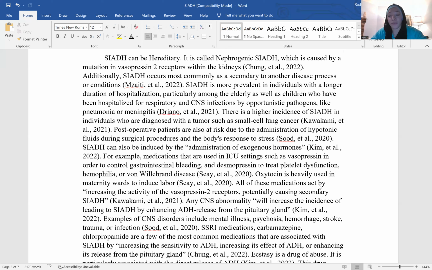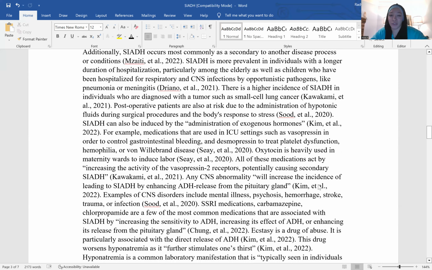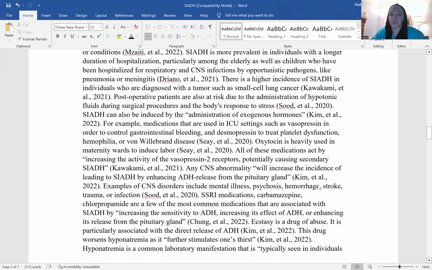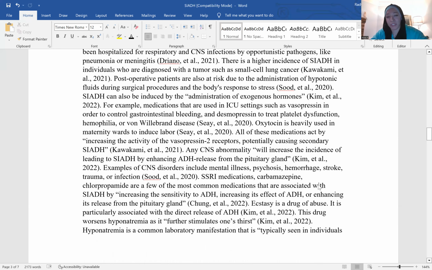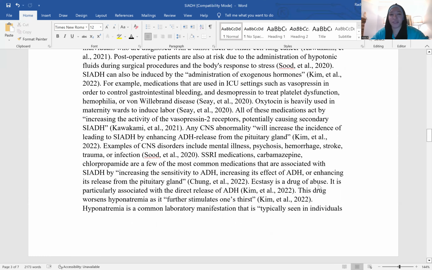SIADH is more prevalent in individuals with a longer duration of hospitalization, particularly among the elderly, as well as children who have been hospitalized for either respiratory or CNS infection by an opportunistic pathogen, such as pneumonia or meningitis. There is a higher incidence of SIADH in individuals who are diagnosed with a tumor, such as small cell lung cancer. Post-op patients are also at risk due to the administration of hypotonic fluids during the surgical procedures and the body's response to stress.